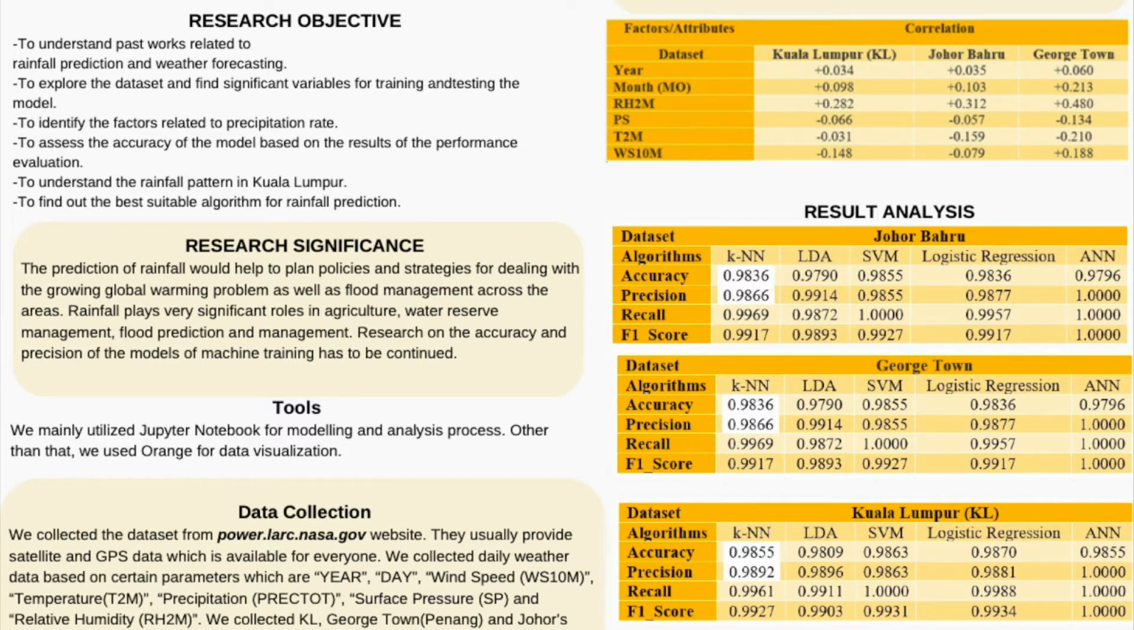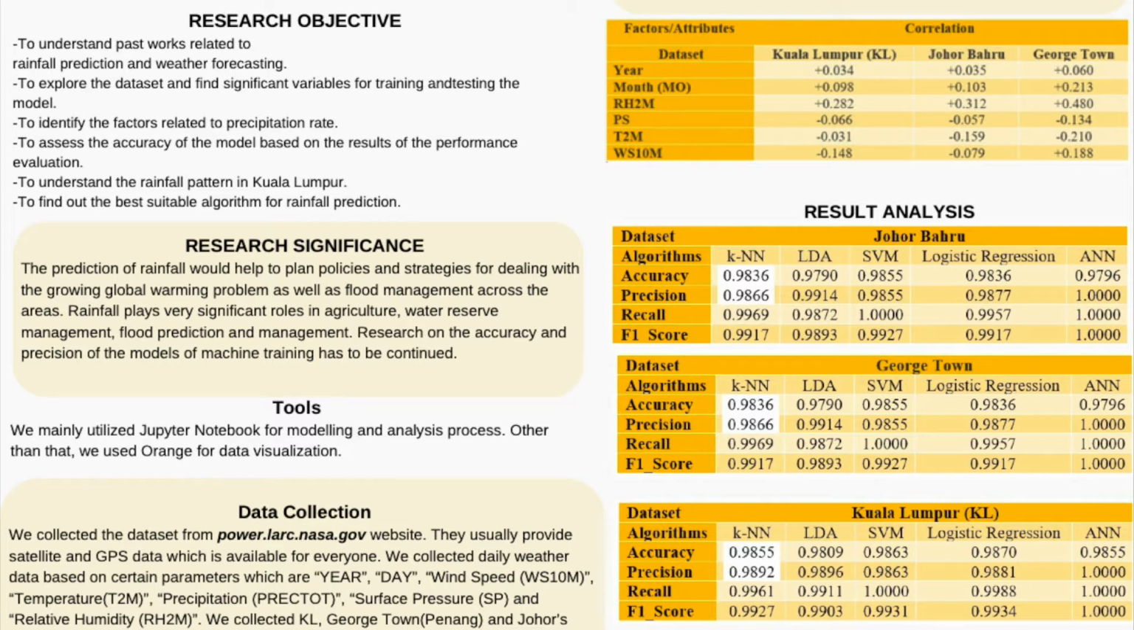So what is the research significance actually? The prediction of rainfall would help to plan policies and strategies for dealing with the growing global warming problem as well as flood management across those areas. Rainfall plays very significant roles in agriculture, water reserve management, flood prediction and management. Research on the accuracy and precision of the models of machine learning has to be continued.